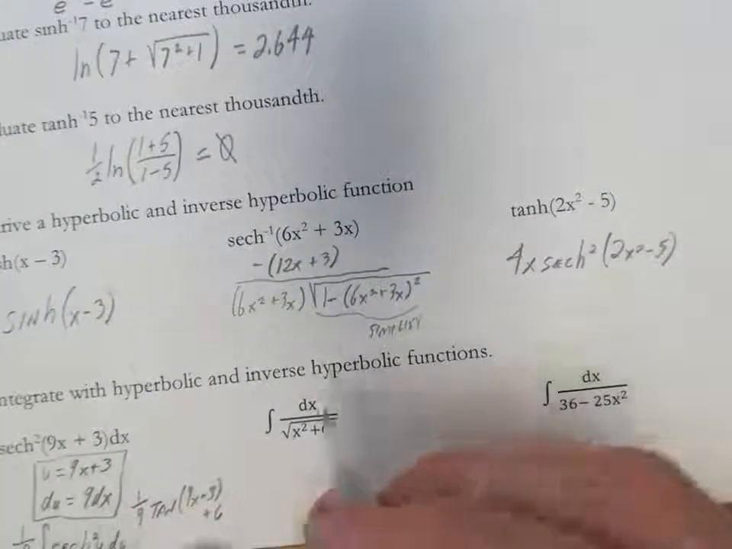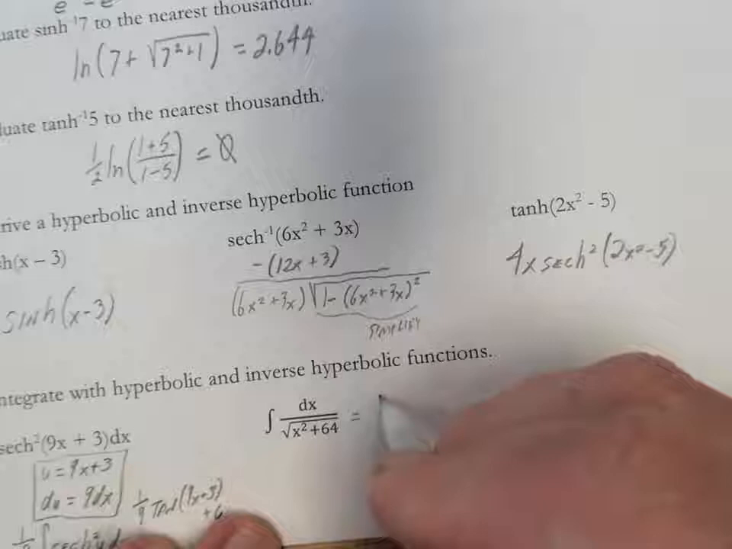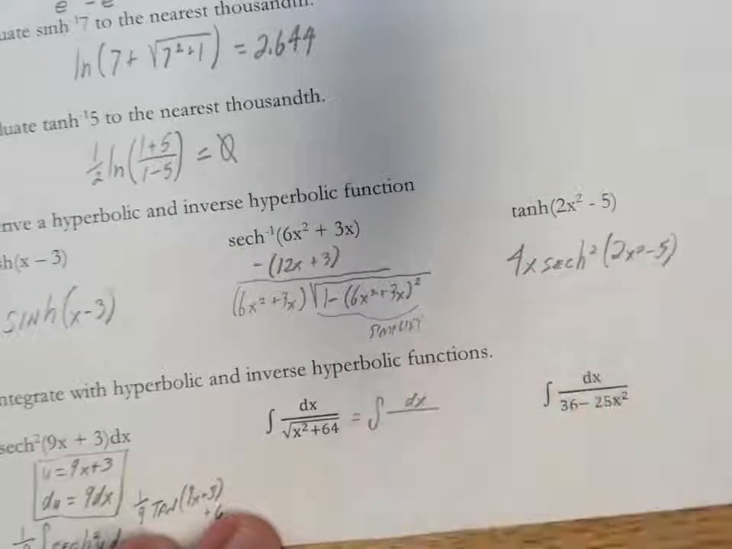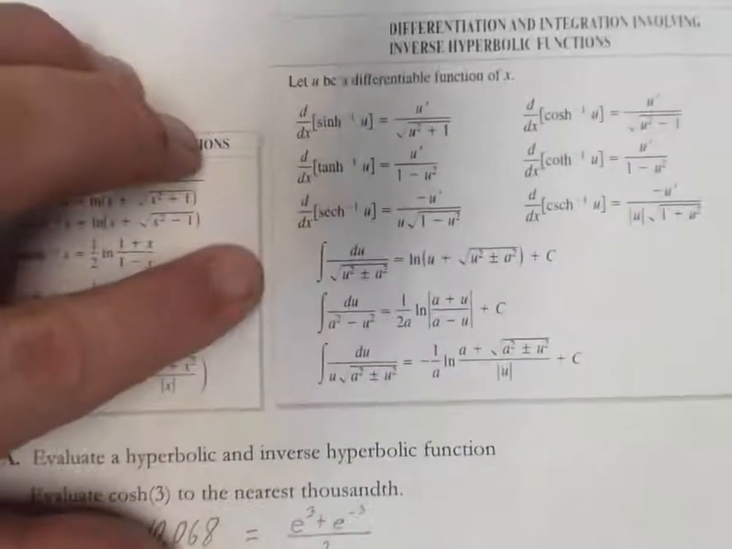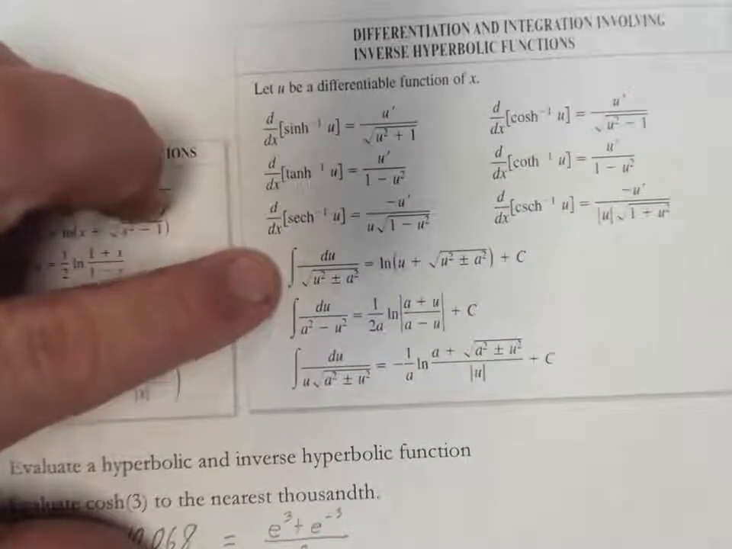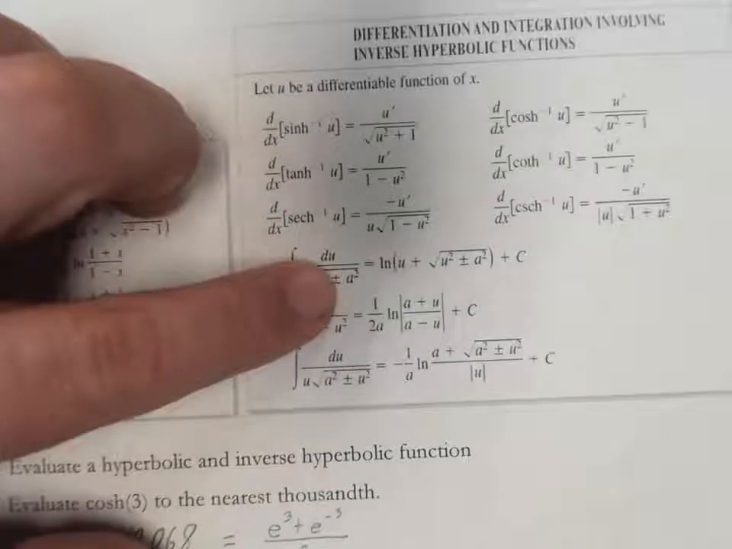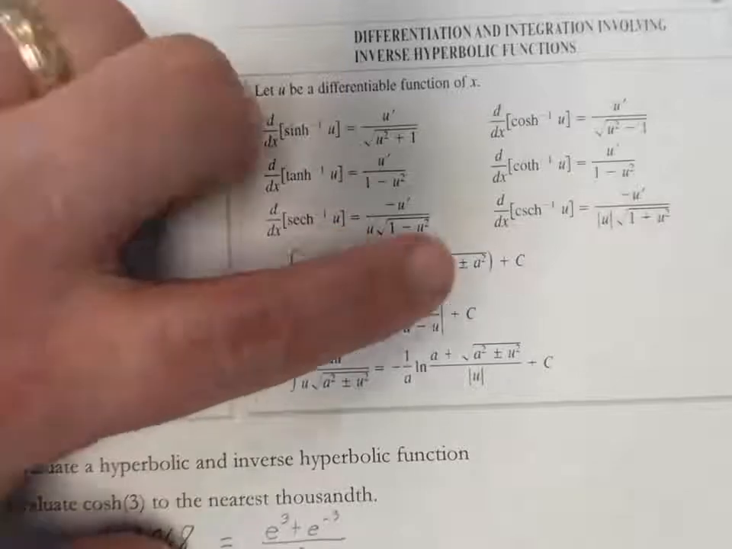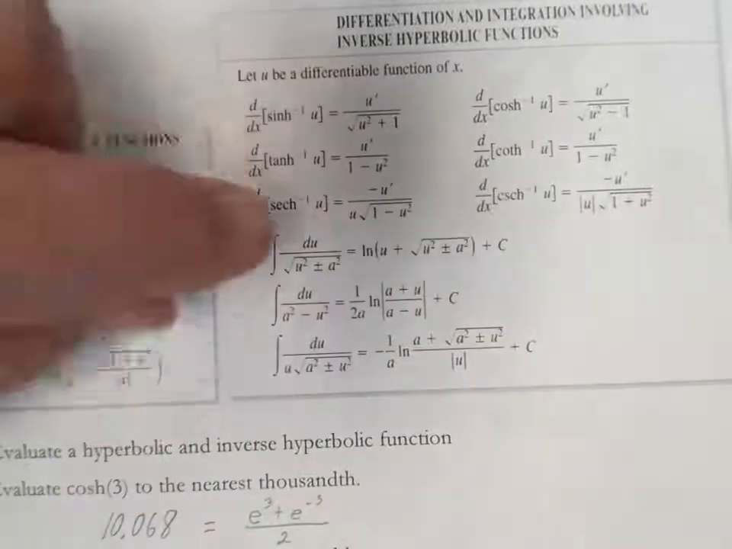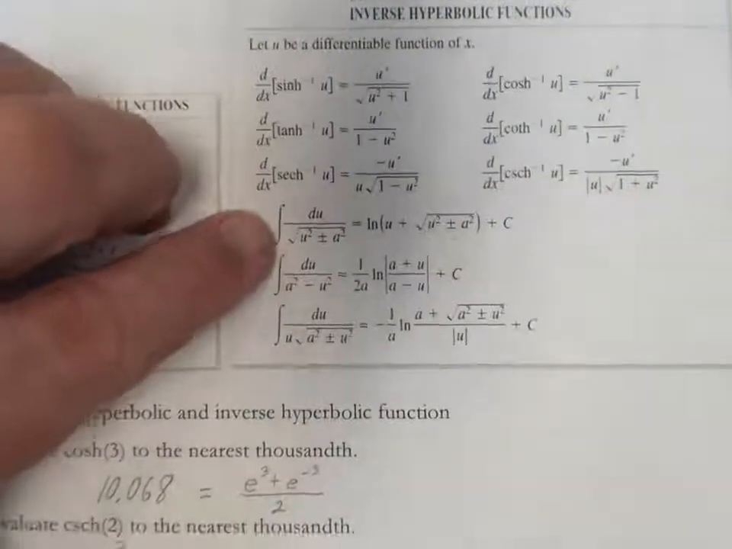For the second one, we need to rewrite this, and we need to look at formulas that we have here. So this is going to be dx, and if I look at formulas, the square root of x squared plus 64, well, that is the formula right up above here. It's the square root of u squared plus or minus a squared. It could be plus, it could be minus, and when we use the rule, it could be the same thing in here. So it's either plus or minus, not both at the same time. That's the rule we're going to use.